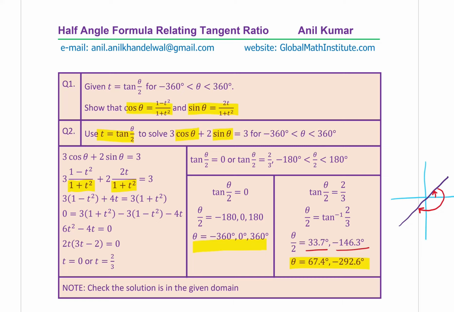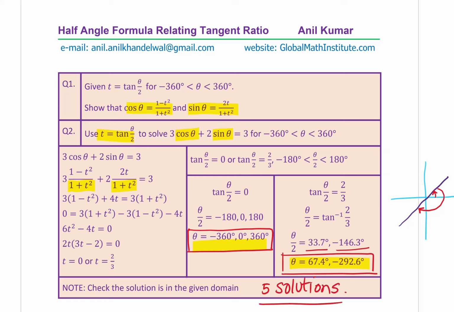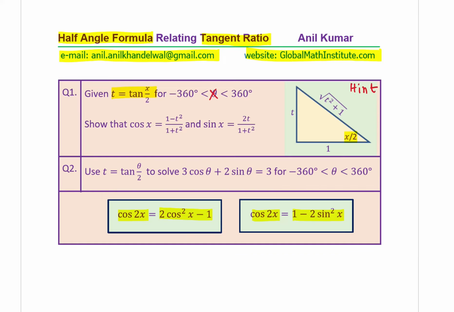So theta is equal to 67.4 degrees or minus 292.6 degrees. So in this particular case, we get five solutions in the given domain: theta equals these three angles, which are minus 360 degrees, 0 degrees, 360 degrees, and these two angles. Is that clear to you, right? So that is how we are going to solve this question. I hope the steps are absolutely clear. So with that, you understand how we solve such questions.